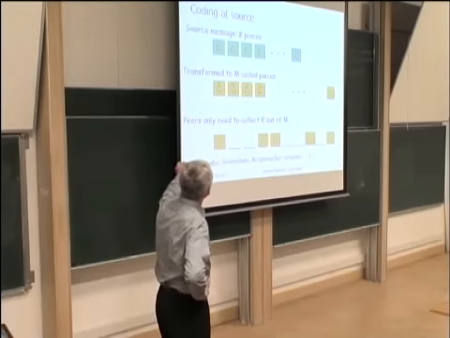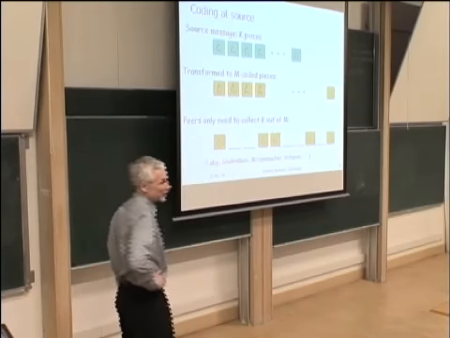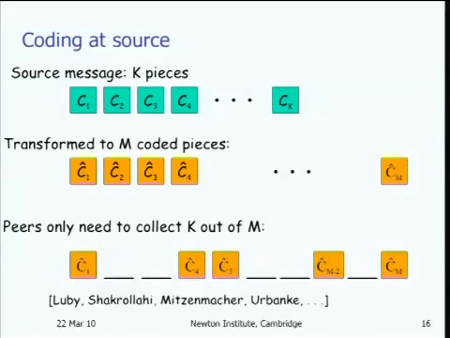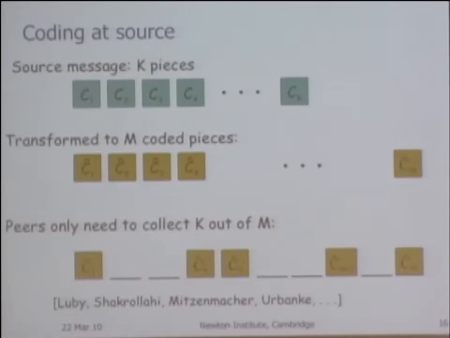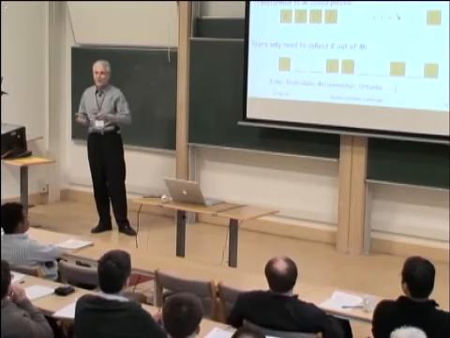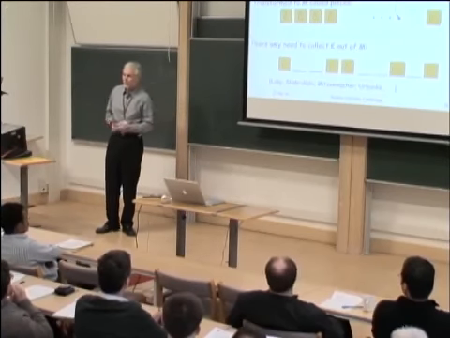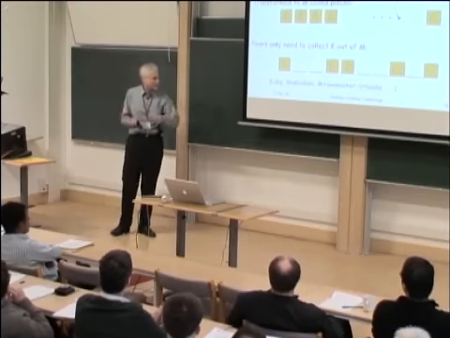Now if you use coding at the source, like digital fountain codes, then you take the k pieces and transform those into coded pieces, where each coded piece is perhaps a linear combination of the original pieces. So you've got m, a larger number of coded pieces. And the idea is that the peers only need to collect k out of the m coded pieces, or maybe a few more than k. So then you don't have to fill in the complete collection. The hardest thing about collecting with random coupons is getting those last few coupons in. And if you've got this coding, you just have to get enough.